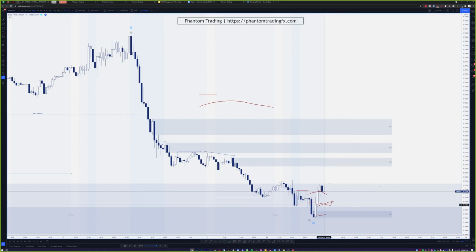Yeah, the whole idea here is, potentially we can look for a long intraday to play up to these areas for shorts. Does that make sense? So, I'm gonna clear up these charts.